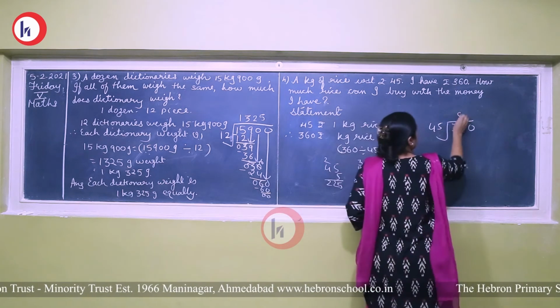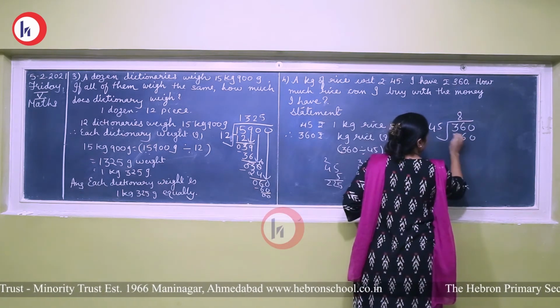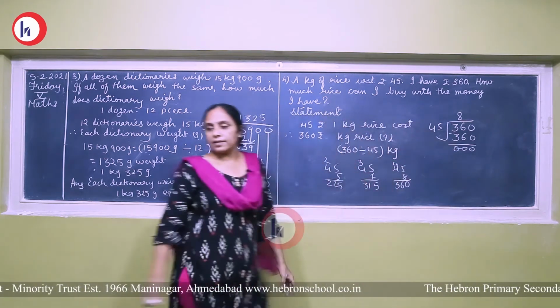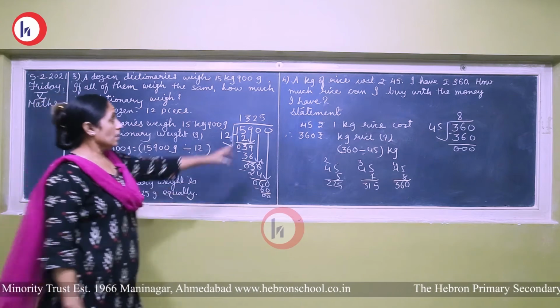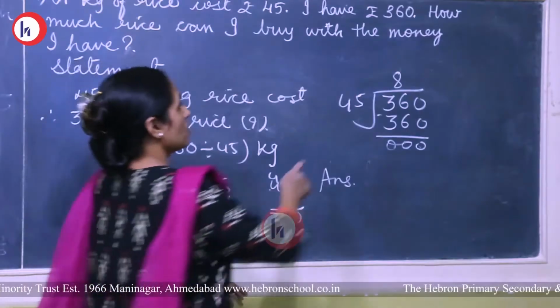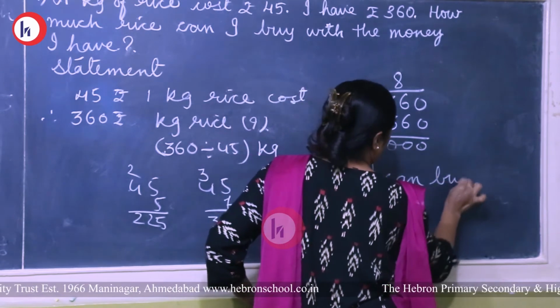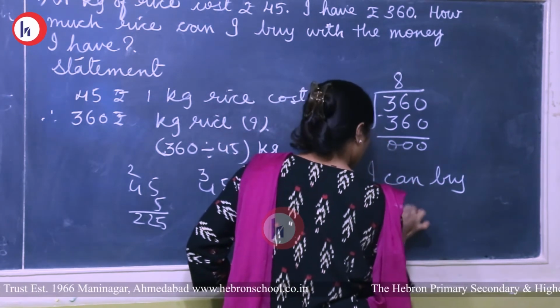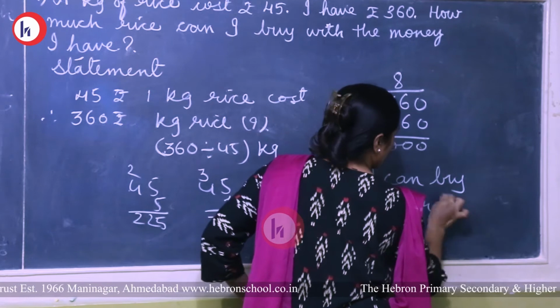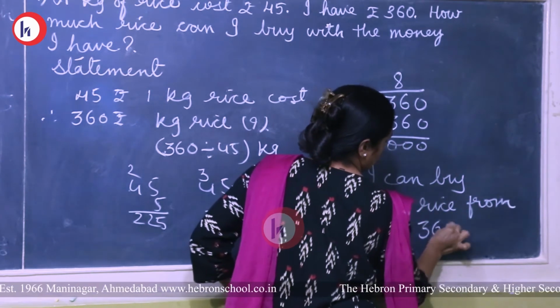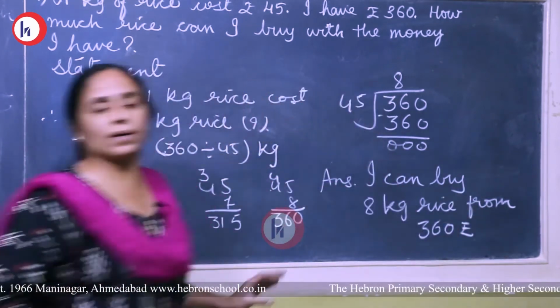So 45 8s are 360. So I can buy 8 kilogram rice from this 360 rupees, which I have in my purse.